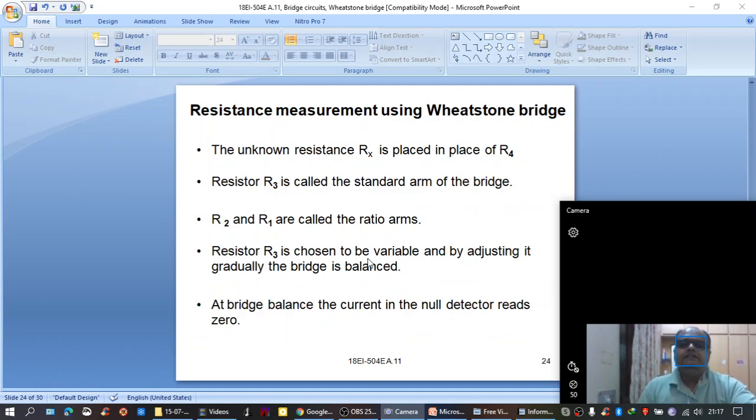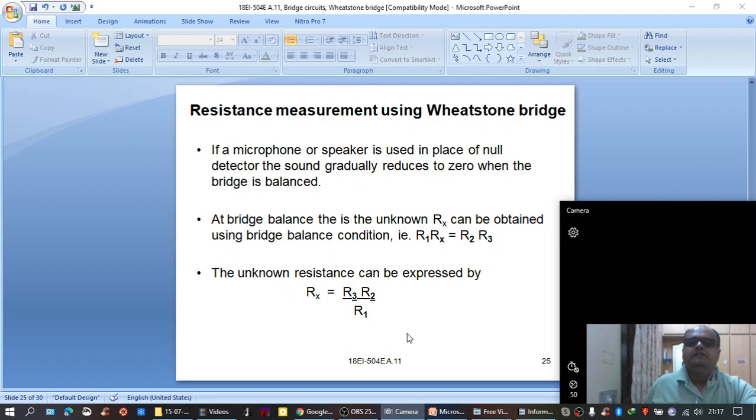Resistor R3 is chosen to be variable. This is important. One of the resistors, R3, is chosen to be variable, and by adjusting it gradually, the bridge is balanced. At bridge balance, the current in the null detector reaches 0. Instead of a null detector, if a microphone or speaker is used, the sound gradually reduces to 0 when the bridge is balanced.